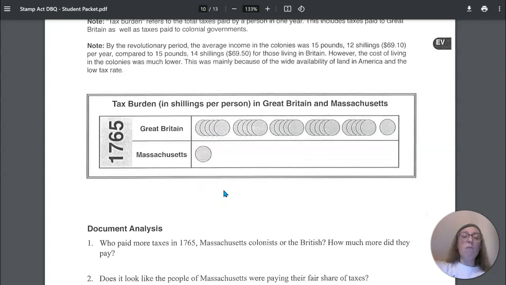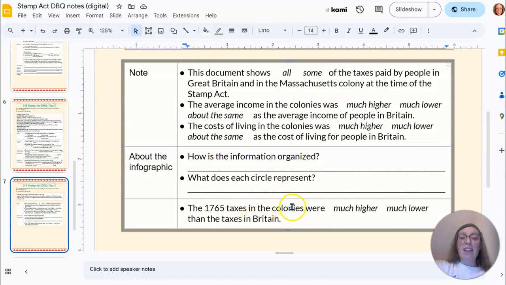So now we need to do the actual comparison. How do the tax rates in Great Britain compare to Massachusetts? If I have to count, I see one circle in Massachusetts, and I see 5, 10, 15, 20, 25, 26 circles in Great Britain. The taxes in the colonies were much higher or much lower than the taxes in Britain.